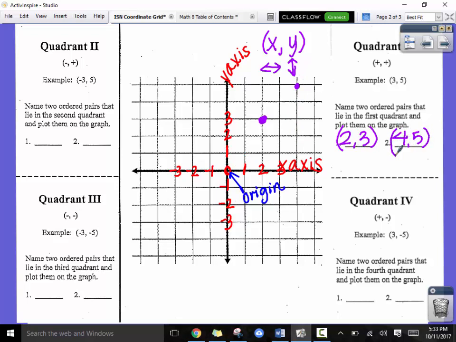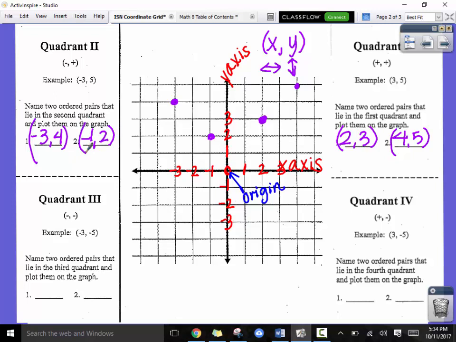If we look at quadrant 2 over here, that is this area. To begin on quadrant 2, first you have to go over negative and then up positive. So I could go (-3, 4), -3, 4. I could go (-1, 2), -1, 2.